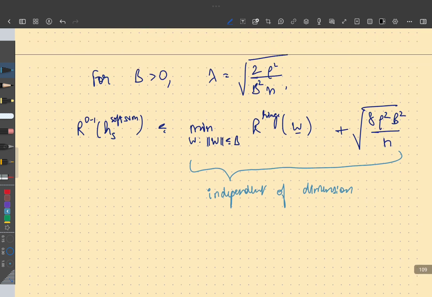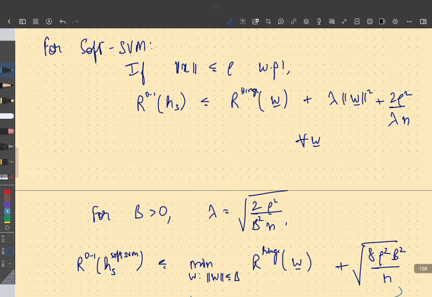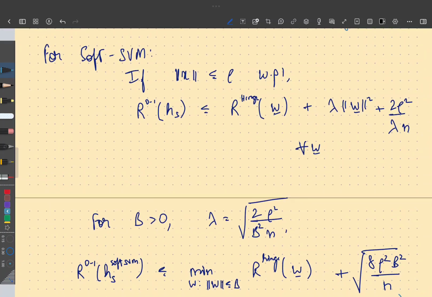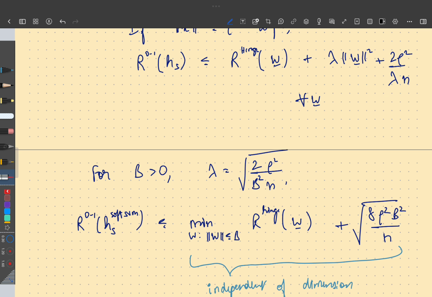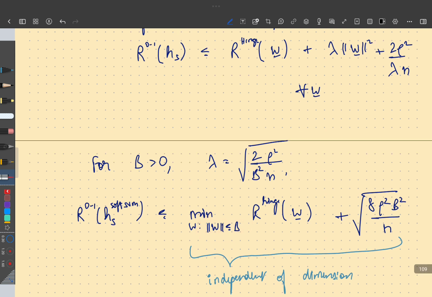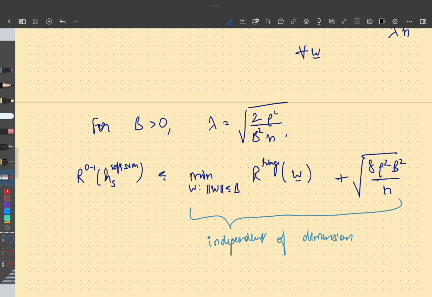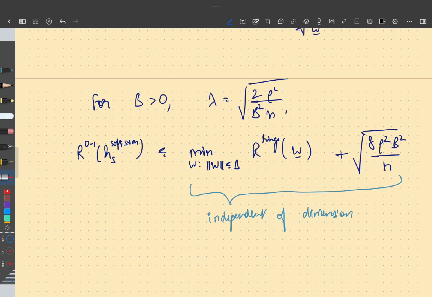Because right now, at least for the soft SVM, the assumptions that we made was that the norm of x is less than or equal to rho, and we're looking at classifiers for which the norm of w is less than or equal to b. Okay, is this good enough? Is this a reasonable assumption? If it's a reasonable assumption, then we have a natural bound which could be okay. So there are certain cases where these assumptions could hold.